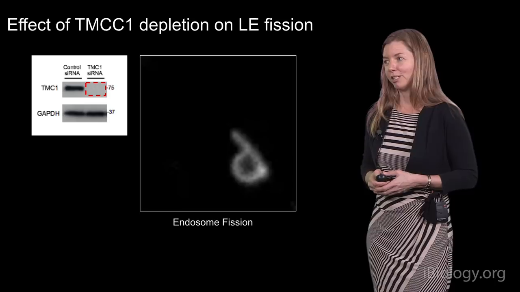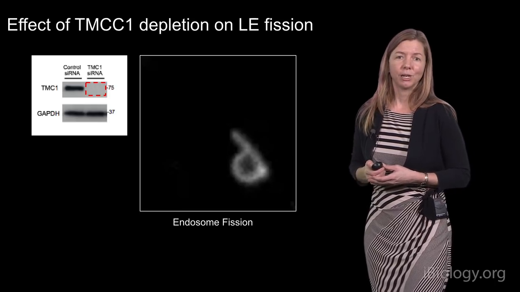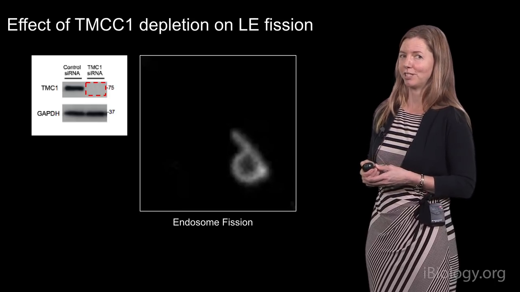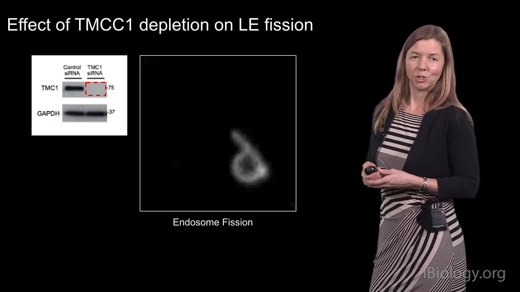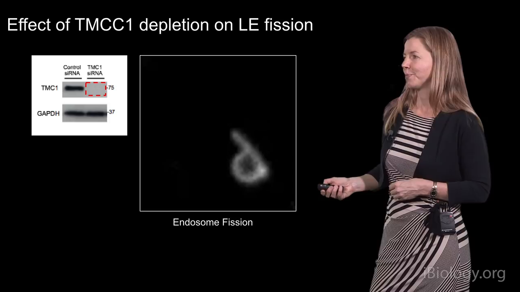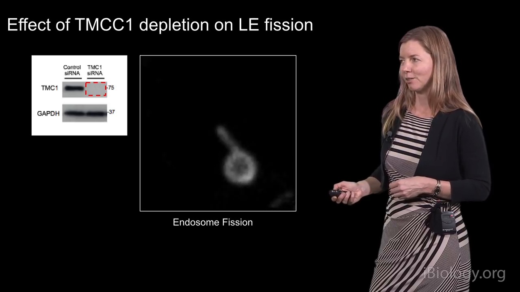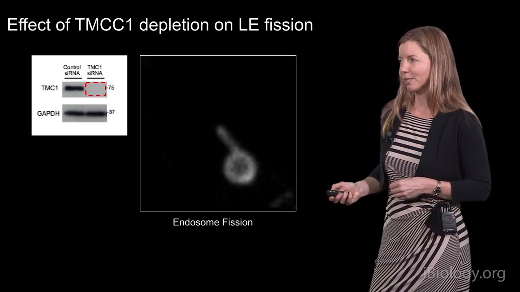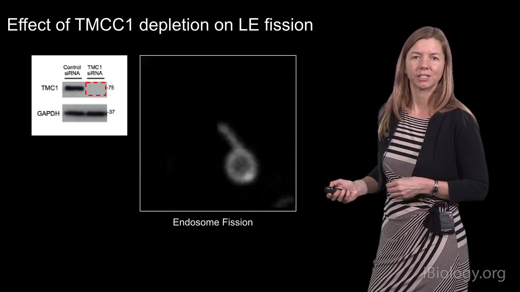The big question, though, is do they still undergo fission? And the way we score fission is we make movies of fission events and ask, do we affect the efficiency of fission with and without this protein present? So here's an endosome bud. It grows out. And in this next snapshot, it cleaves off and traffics off.